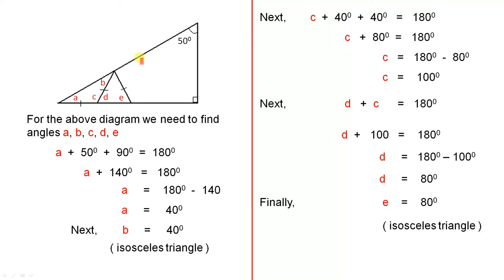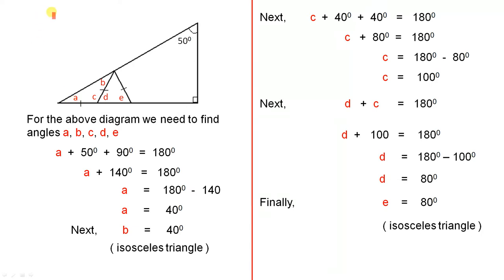Well, let's just focus on the large triangle. See the large triangle there? Well, we've already got 50 degrees there, and here we've got 90, so that's going to help us enormously. Because we know that the three angles of a triangle add up to 180. So A plus 50 plus 90 gives us 180. A plus 140 gives us 180, so A is 180 minus 140, so A must be 40 degrees. See, so A is 40.